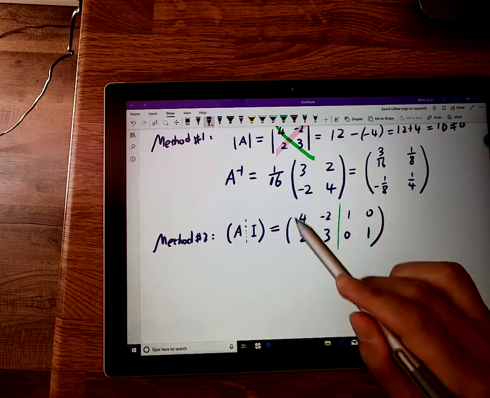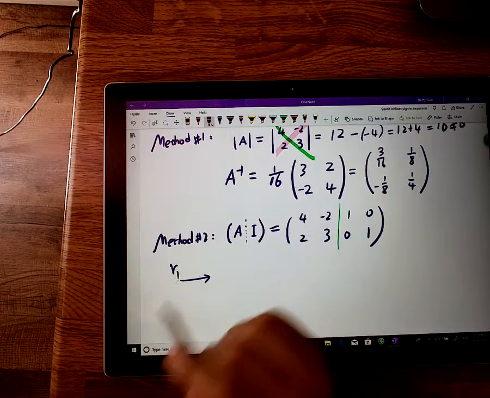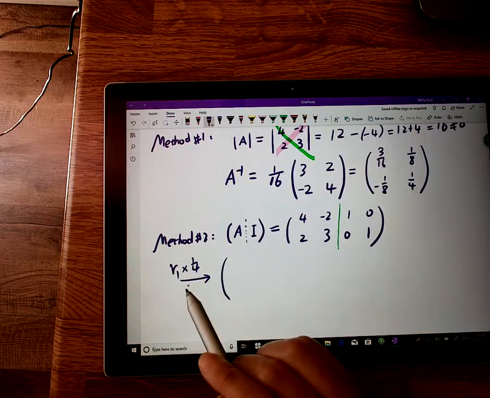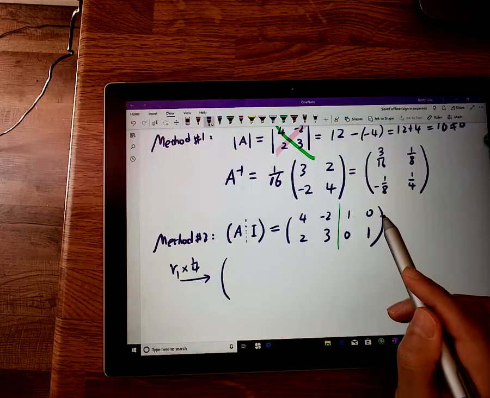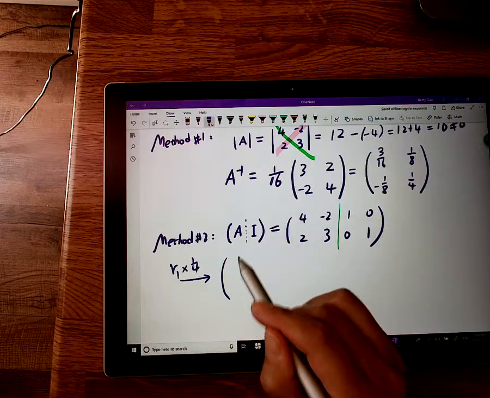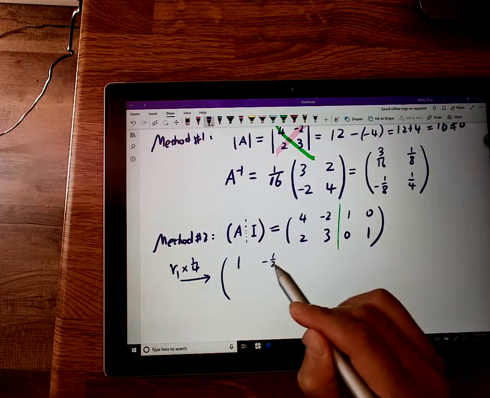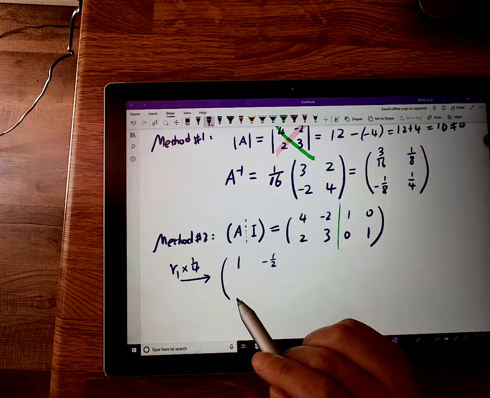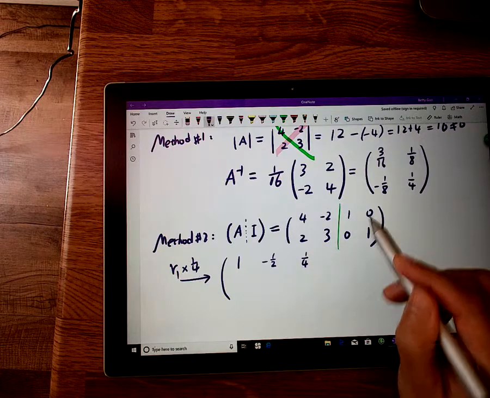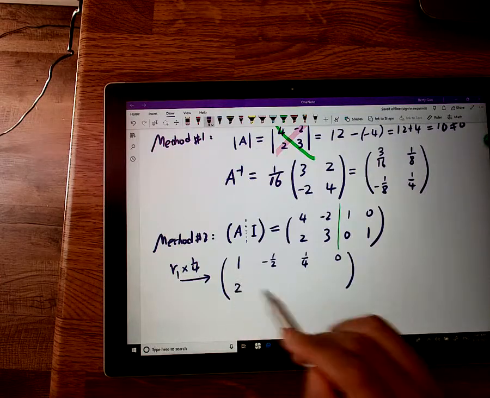So we want a leading one here, right? So I would multiply row 1 by a quarter. That's the second row operation. All the entries in row 1 multiply by 1 over 4. 4 times 1 over 4, 1. -2 times 1 over 4, -half. 1 times 1 over 4, 1 over 4. 0 times 1 over 4, 0. And I copy the second row.